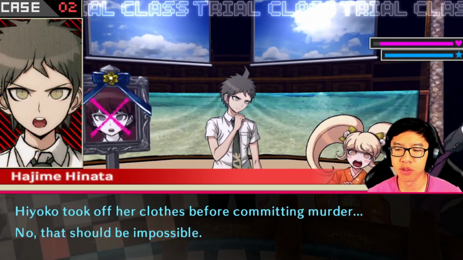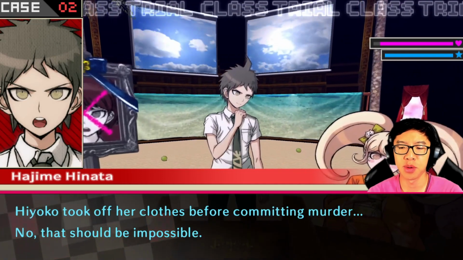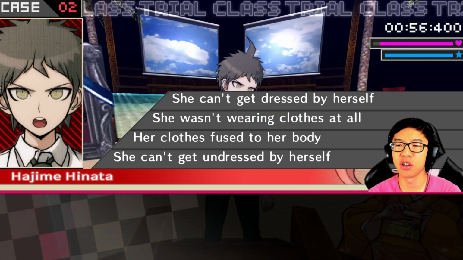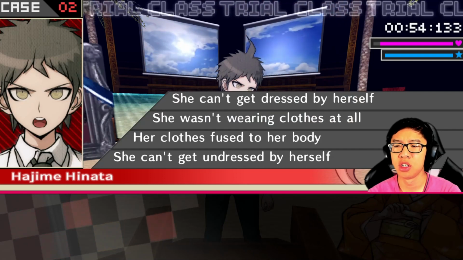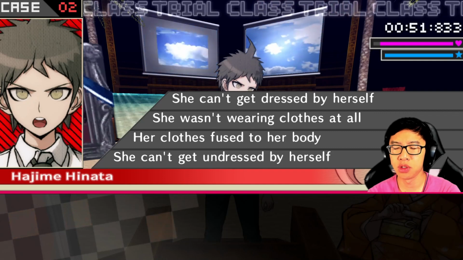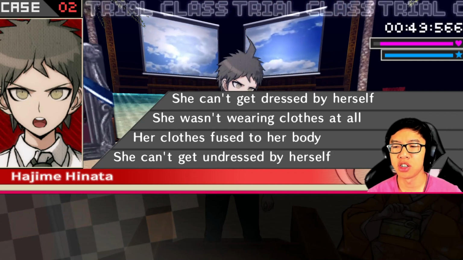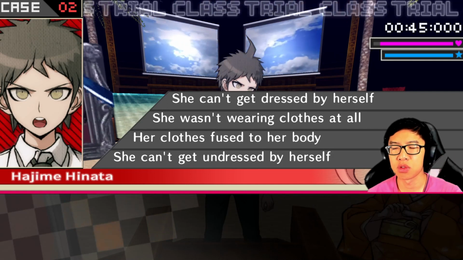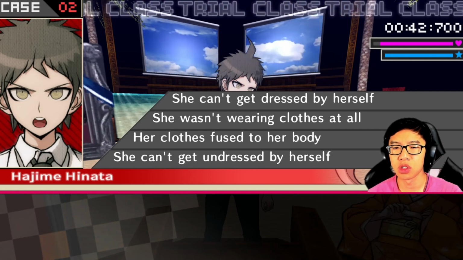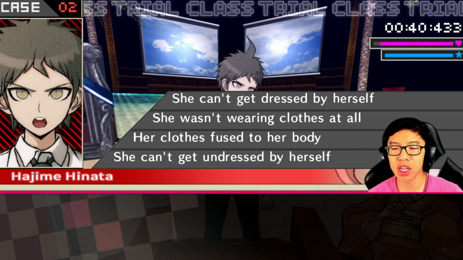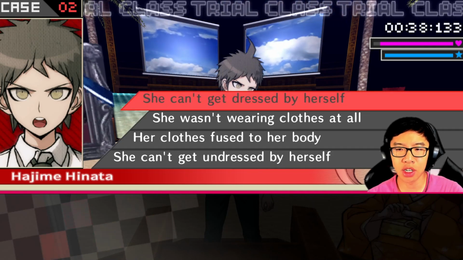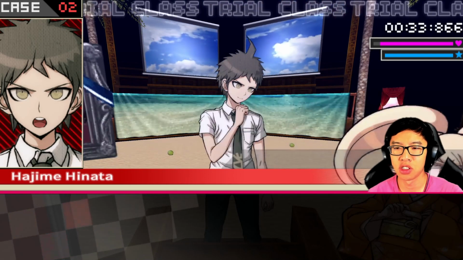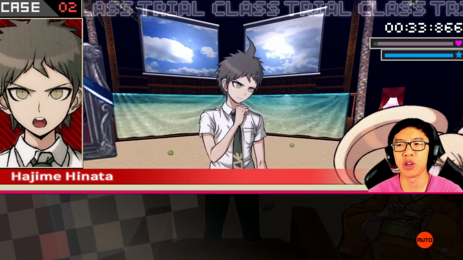Hiyoko took her clothes off before committing the murder. That should be impossible. Oh yeah, she can't get dressed by herself. She always needs Mahiru. She wasn't wearing clothes at all. Her clothes fused to her body. She can't get undressed. Oh, not that she can't get dressed by herself. You can get undressed easily. You just can't get... She can't get dressed by herself, because she has to have someone tie the knots. I see. There we go.